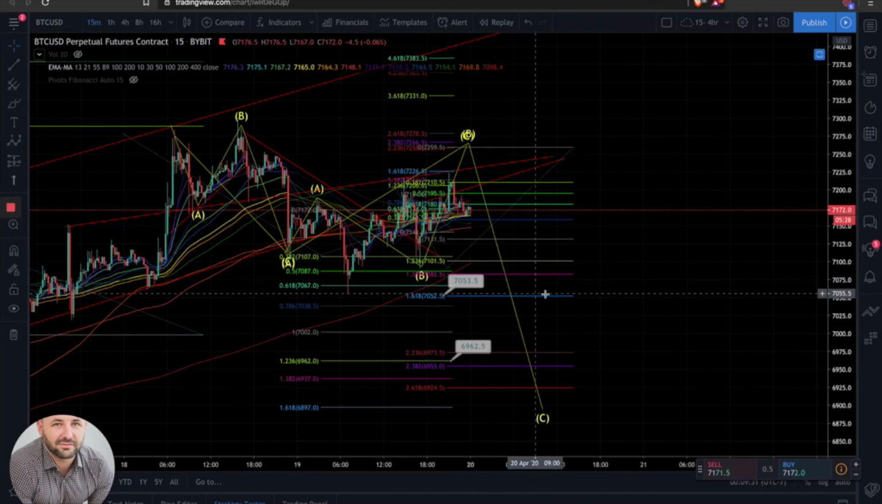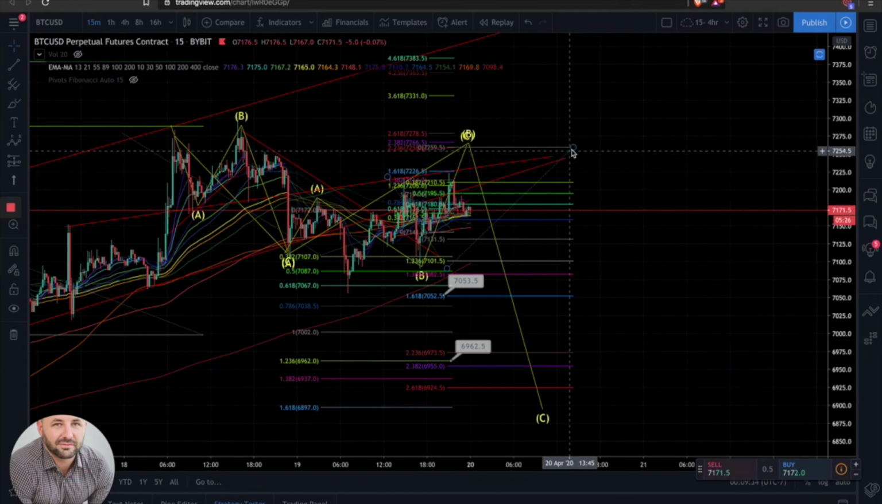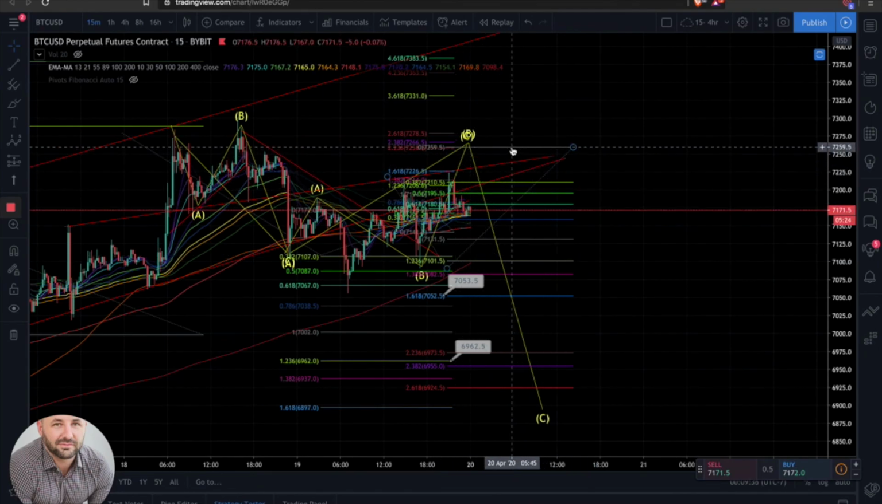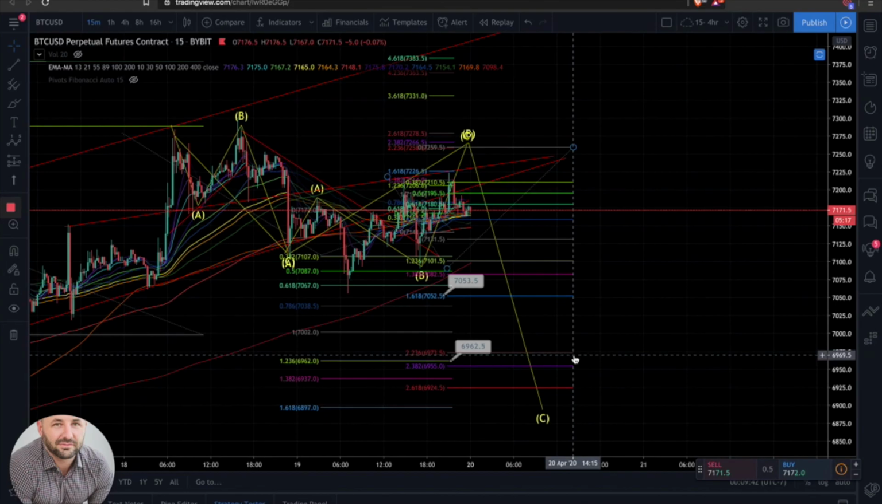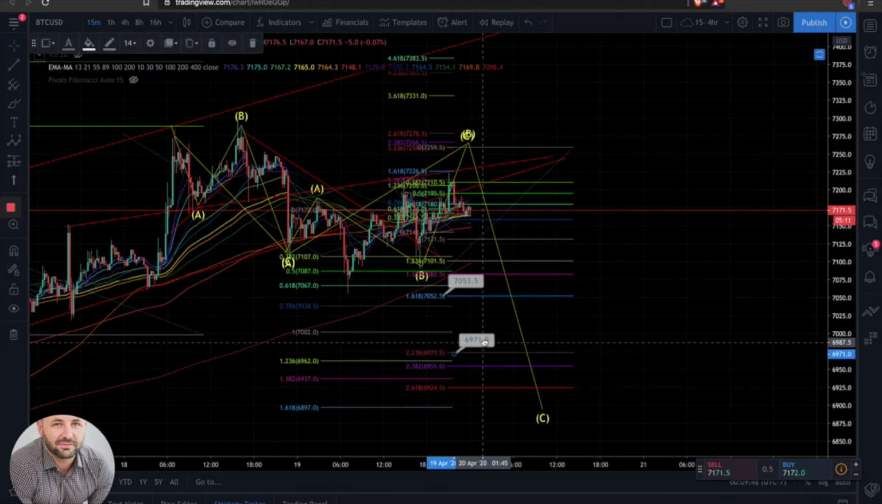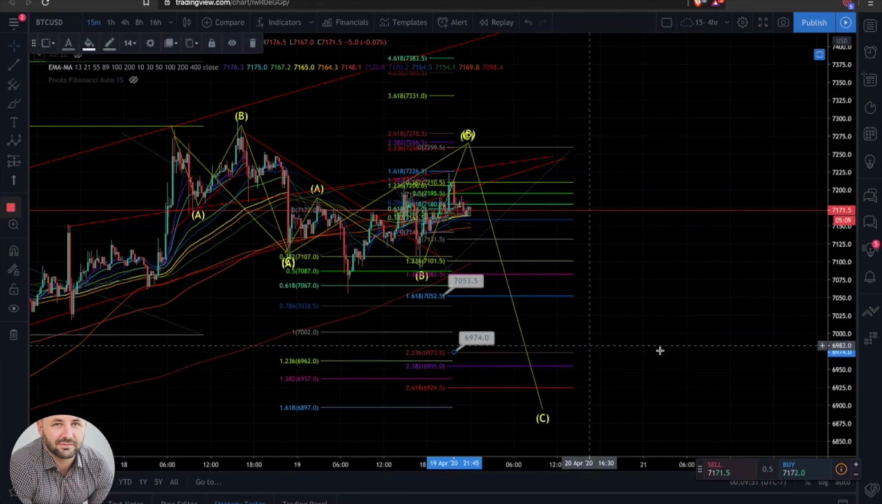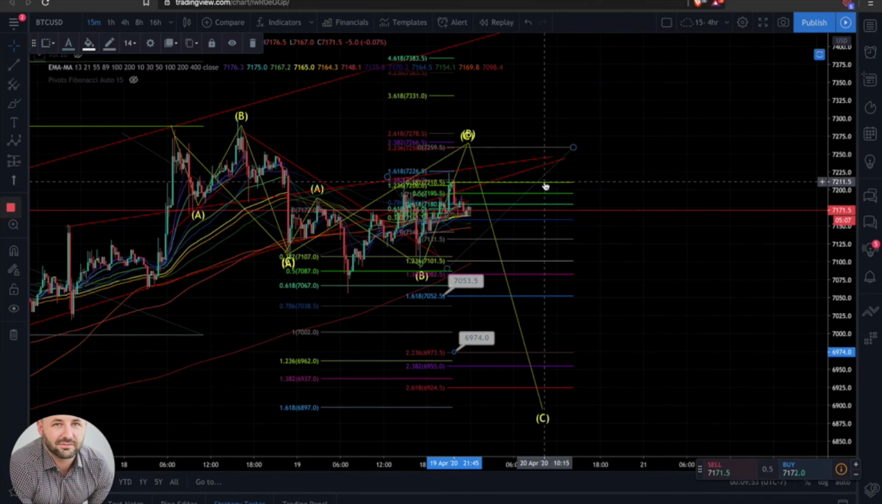So targets on the downside will determine where that ultimately plays out. If it did go up to 72, I would look at 7,000 for the 1.618, and 2.236 would be around 69. Move that a little bit higher, about 69.75. So that's what I have for Bitcoin, guys.